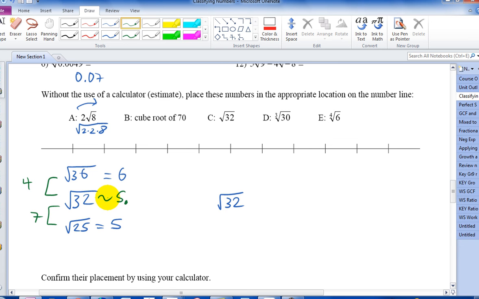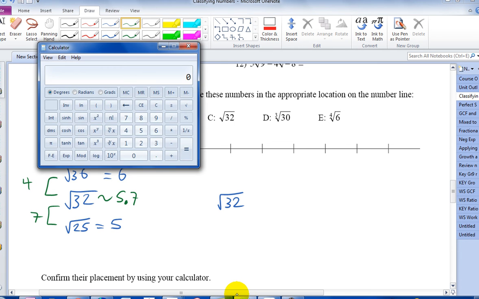5.8? Yeah, I'd probably say 5.7. Okay. 5.9 is 100% wrong, and I'd say 5.6 is 100% wrong too. Okay. Try the calculator, see what we got. Square root of 32 is 5.65. Okay. So 5.6 is wrong because we're closer to 5.7. Again, it's just estimation.